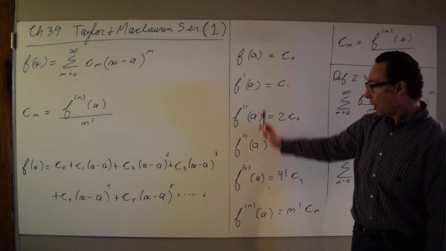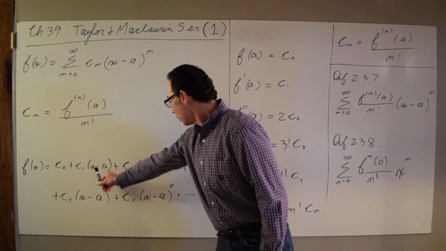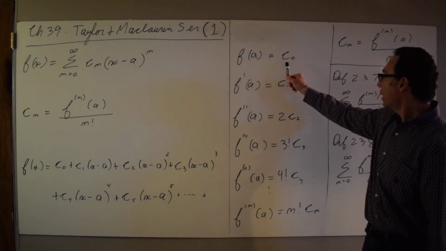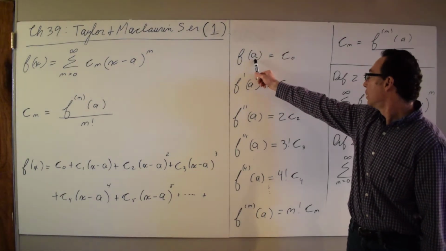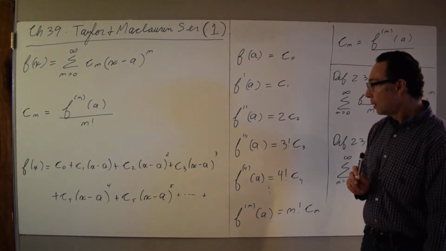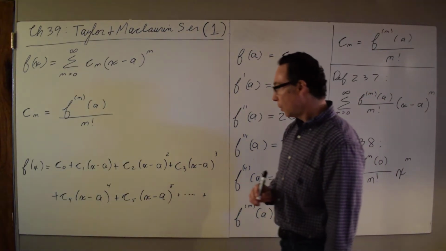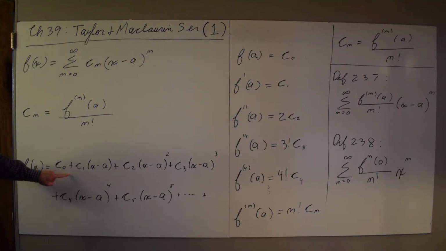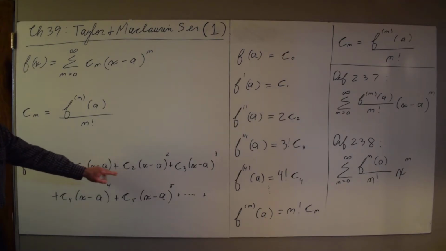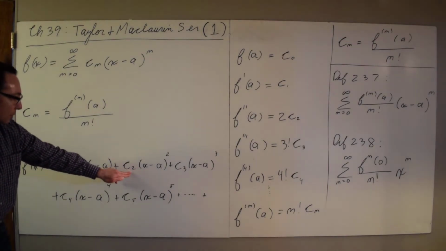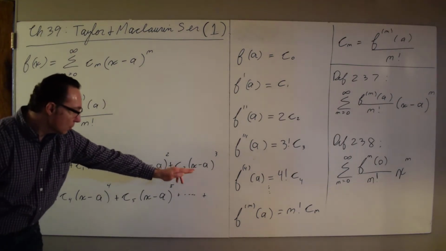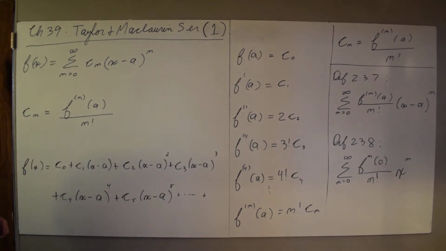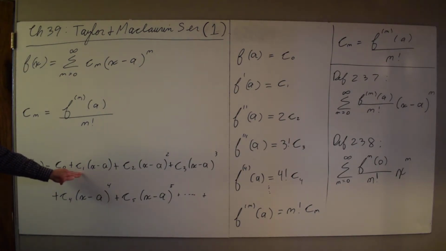Our function evaluated at a, all of these terms go to 0, except for the very first one. So our function evaluated at a, in other words, the 0th derivative, is c sub 0. Now what happens when we take the first derivative? The derivative of a constant is 0. We have c sub 1. Now the rest of these terms will have 2 times c sub 2 times x minus a, but the rest of these terms all have a factor of x minus a in them. And so when we substitute a into the first derivative, we have c sub 1.